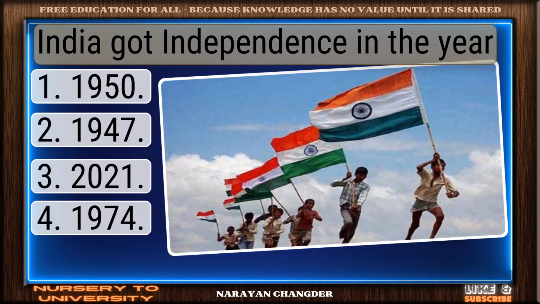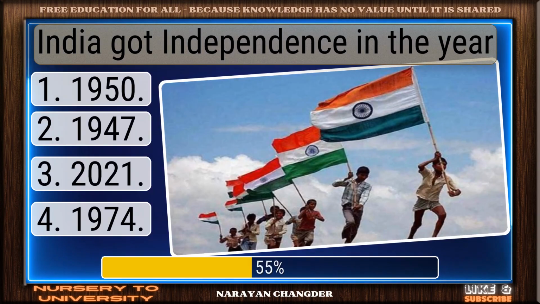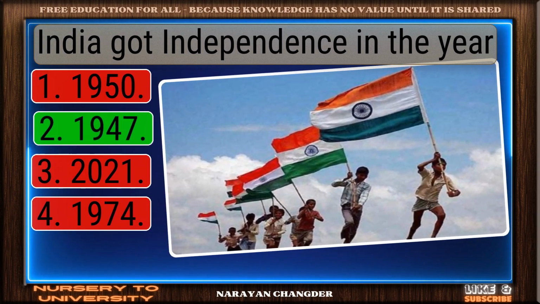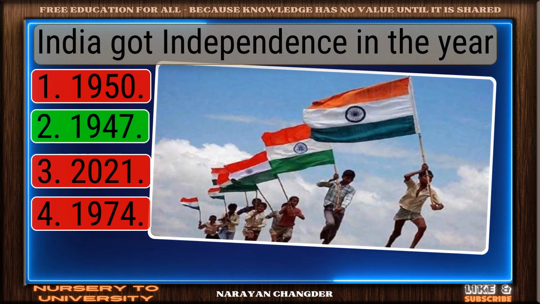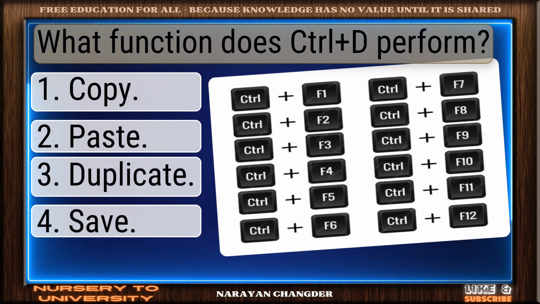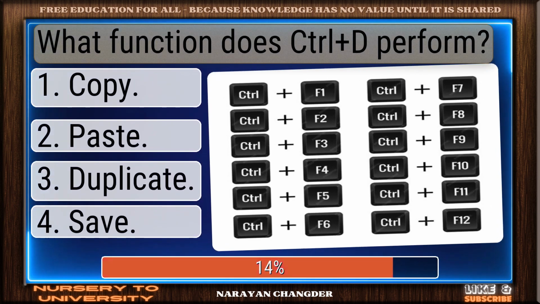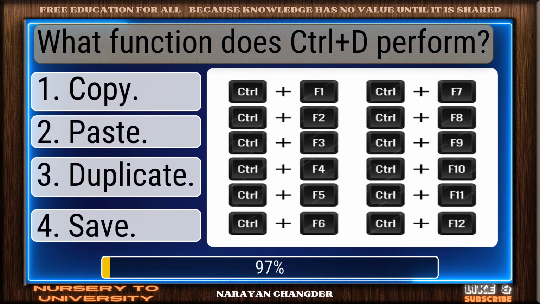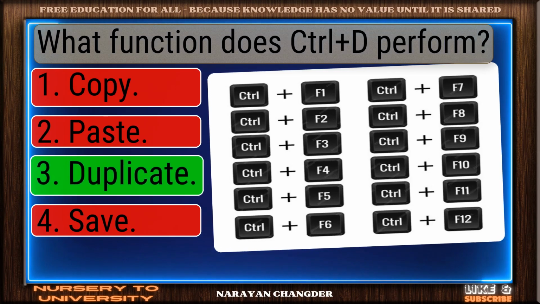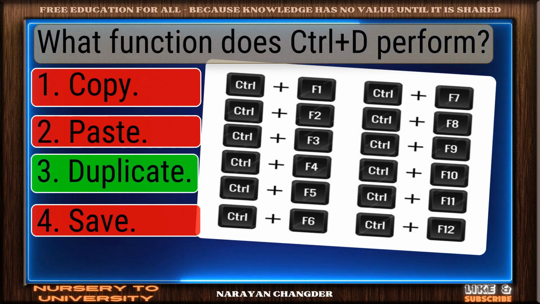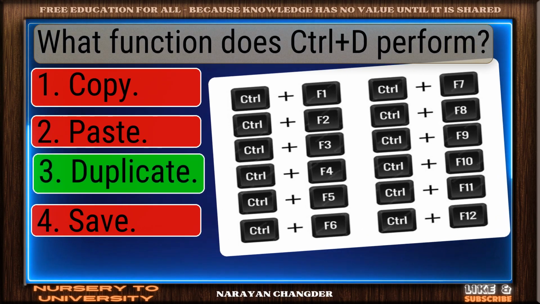India got independence in the year. Great thinking. 1947 is the right choice. What function does Ctrl plus D perform? Clear logic. Your choice duplicate is sound and 100% true.